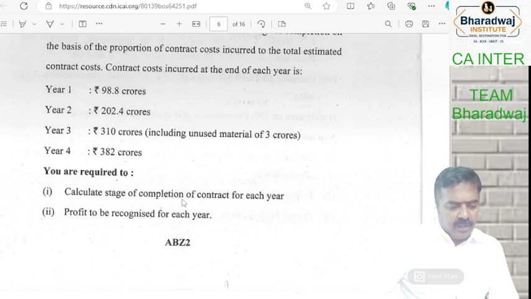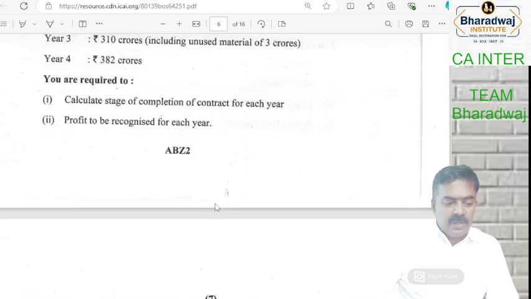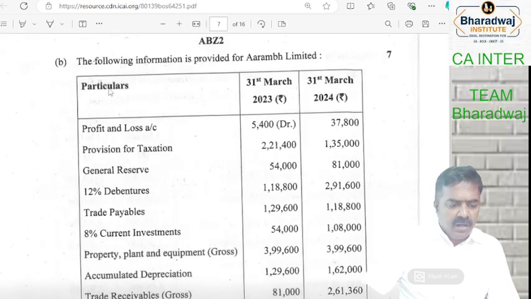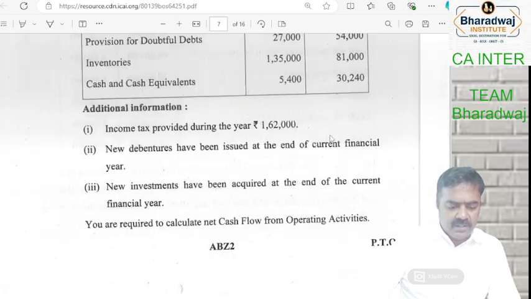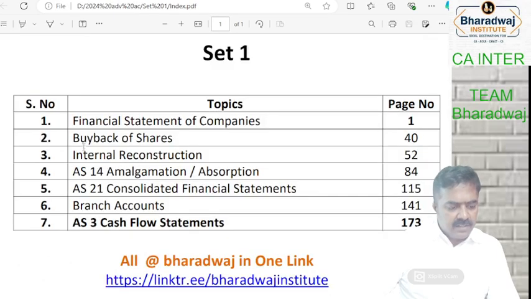Then, next question, they have given various things. They ask you to find out cost of contract and find out the profit to be recognized. This is based on accounting standard. Then they have given 2 balance sheets. They ask you to find out cash from operating activity.